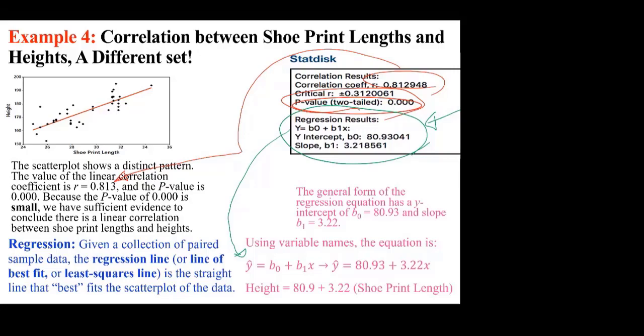What does that mean? If we interpret this line, the height is 80.93, or even 80.9, plus 3.22x. What was x? The shoe print length. So the length of the shoe print times 3.22 must be added to 80.93, and roughly that gives us the height of the person.